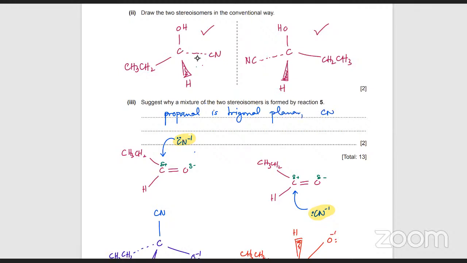And the Cn-1 can attack from either side. I say the question is very rare. It's a very small question, usually just a 2-mark question, but they don't really ask that frequently. But keep this thing in mind.